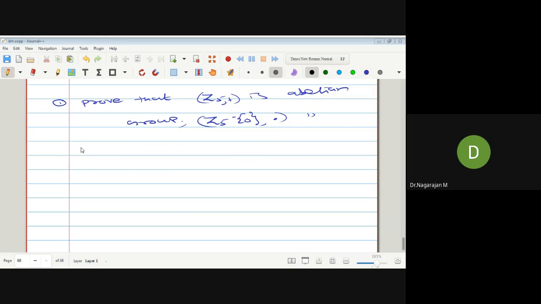How to find the values in Z5? What is the Z5 value? Any idea? What is the starting element of Z5? 0. Very good. Next, 1, super, 2, 3, 4. That's all, a total of 5 elements, counted 1, 2, 3, 4, 5. Very good. Therefore, first we use modulo 5.